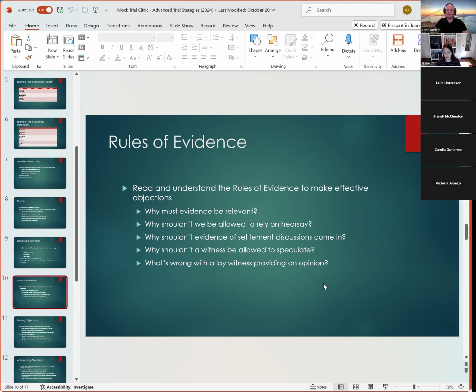All right, the next is why shouldn't we be allowed to rely on hearsay? Because, boy, if we could, it would make all of law a lot easier to try. Any case would be much, much easier to try if there wasn't a hearsay rule. But why is it important that hearsay evidence not come in?